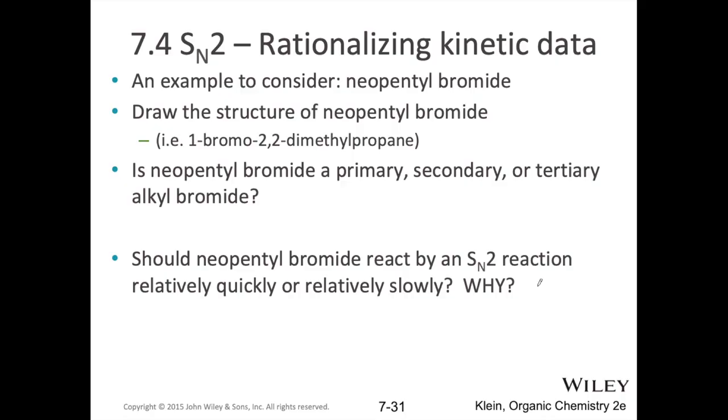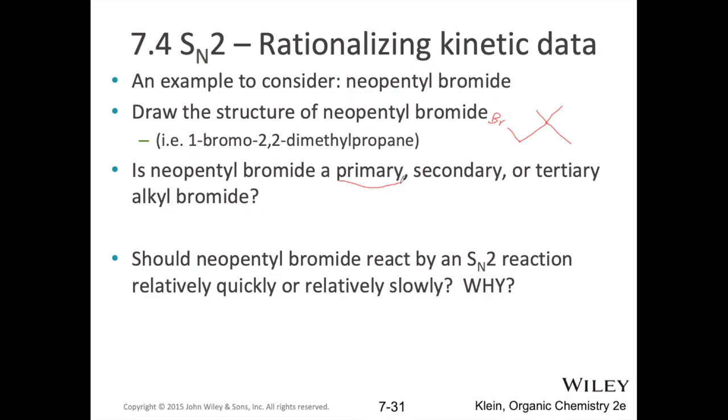Okay, so if it helps, let's draw this together. So here we have 1-bromo-2,2-dimethylpropane. So with our propane, we have 3 carbons, with a bromine coming off the number 1 carbon. And we have 2 methyl groups on that number 2 carbon. Okay, so there is our neopentyl bromide. Now, look at that alpha carbon over here. Is that a primary, secondary, or tertiary alpha carbon? Well, it's got 1 carbon coming off of it and 2 hydrogens, so that makes it technically primary, right?